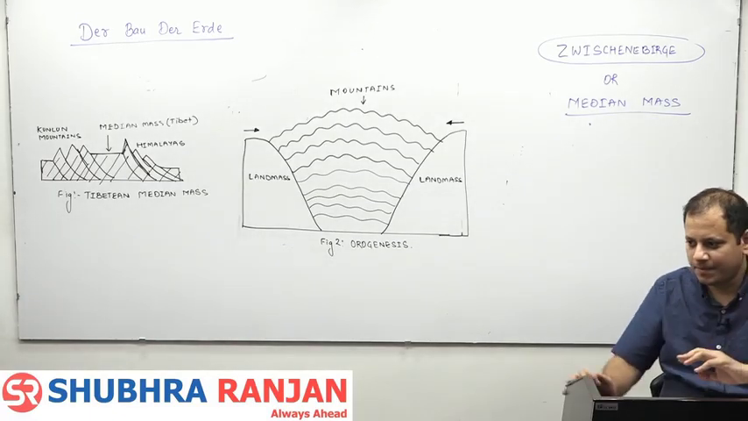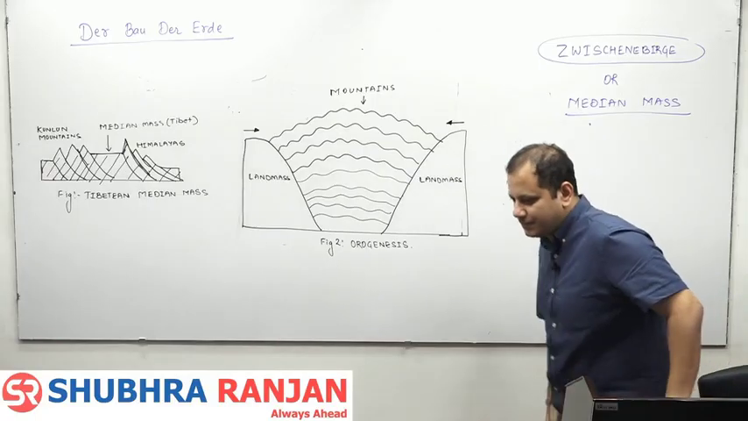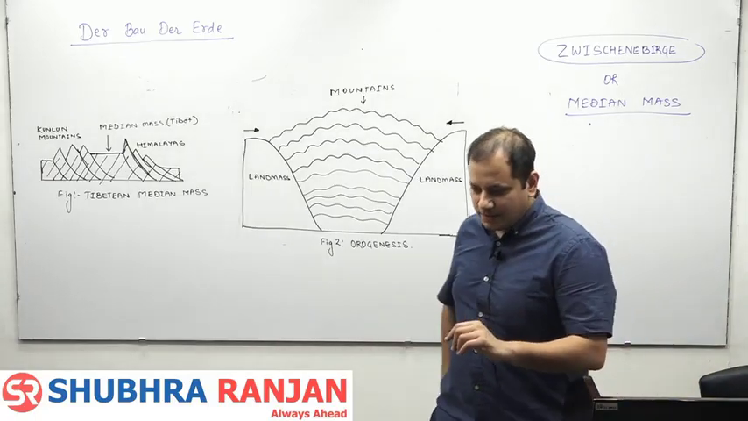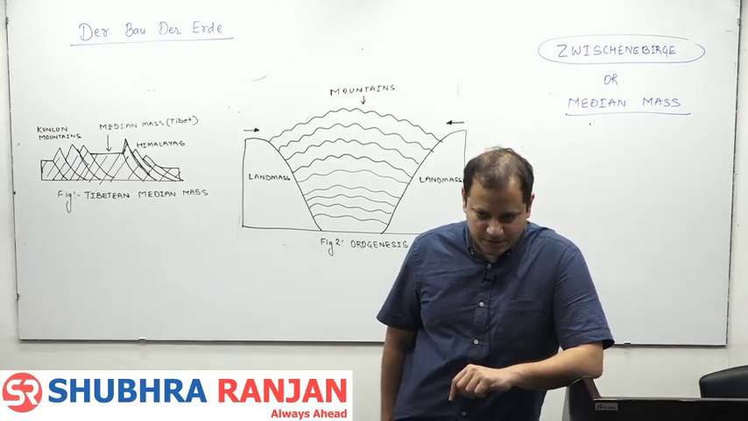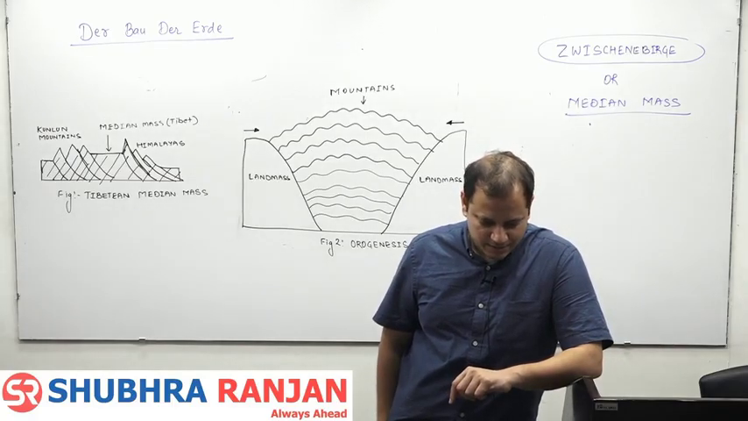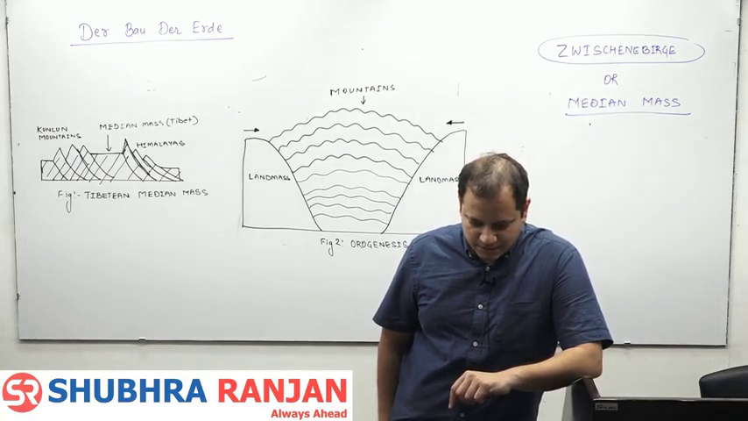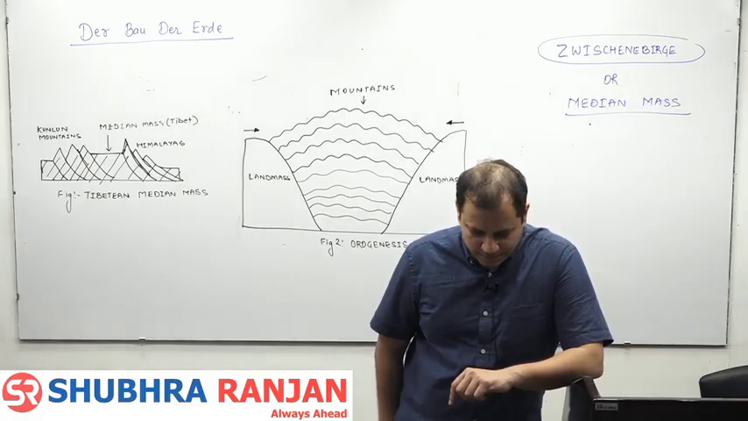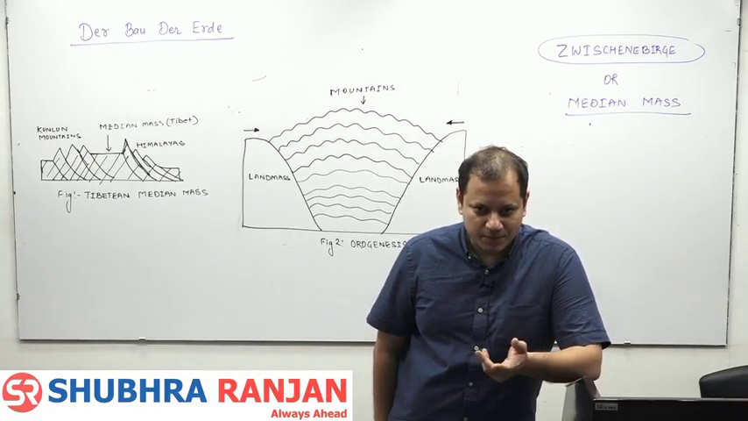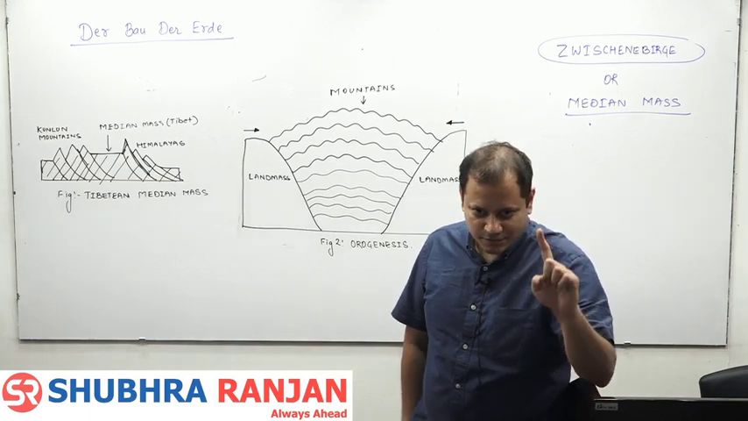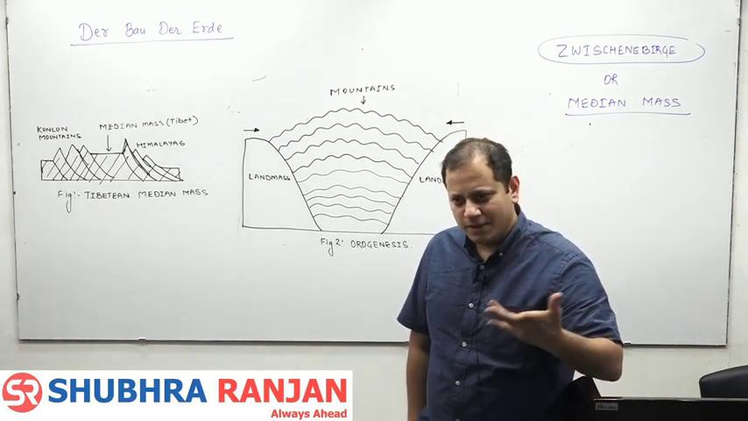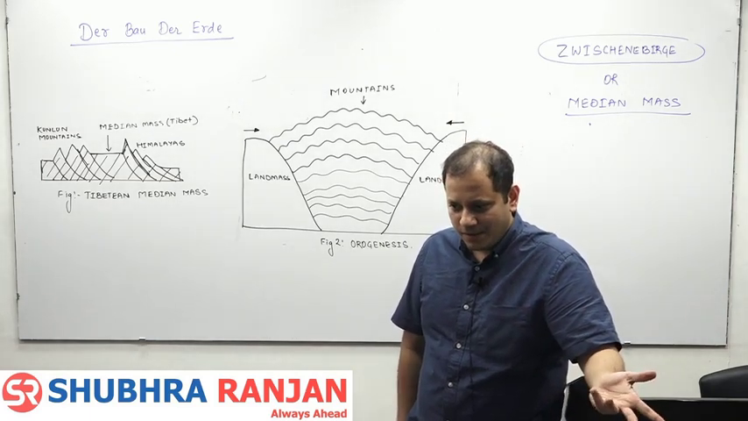Stage 3, Glyptogenesis. What will happen in this? Once the mountains are formed, they will be eroded by external forces, and thus the height of the mountains will keep on decreasing. This is the third stage.